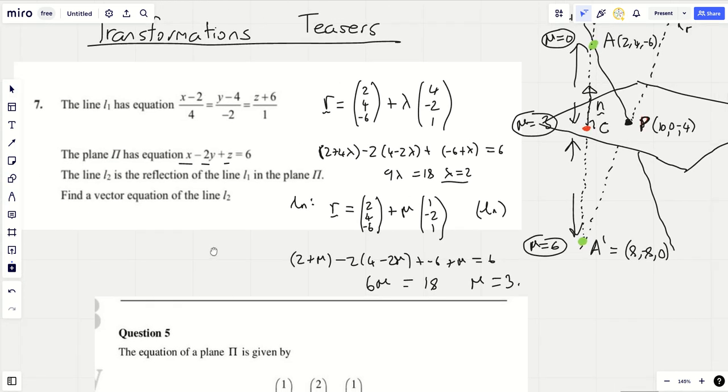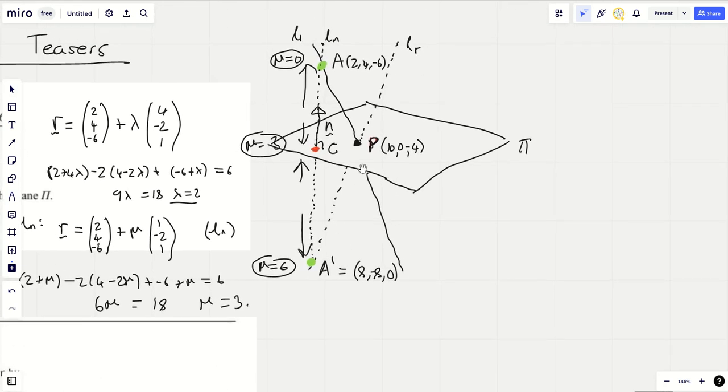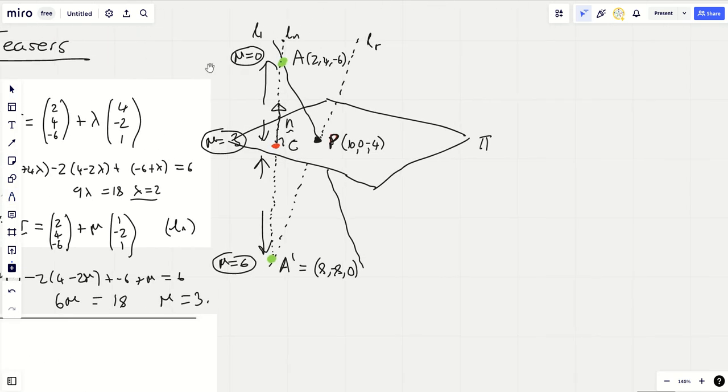They want the vector equation of the line, which is the reflected line. Well, that's this line here. A dash lies on it, P lies on it, so I can now do it. So what are they calling it? What do they label it? L2, yeah?